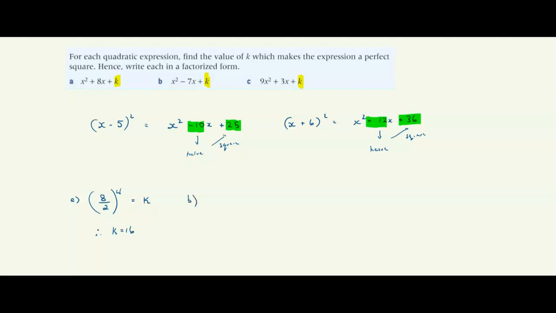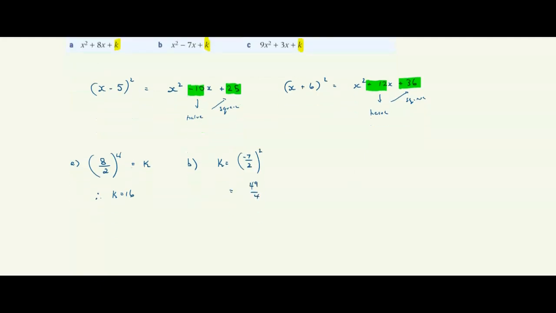So in b, our k in this case has to equal, well, I've got to halve my x coefficient, and I've got to square it. So that's 49 over 4. My value of k is 49 over 4, and what would x squared minus 7x plus 49 over 4 be? Always going to be positive, isn't it? By the way, a was therefore x squared plus 8x plus 16 was x plus 4 squared. So I've got x minus 7 over 2 all squared. So what pairs with the x is whatever that half of the coefficient of x is.